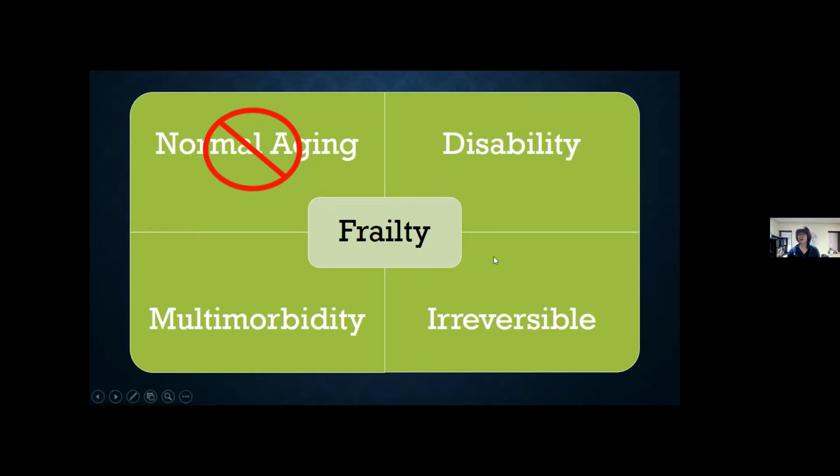It's also not the same as disability. There are folks who are disabled for a variety of reasons and have the coping strategies and ability to continue to function independently and to respond in the face of stressors. While we know that multiple comorbidities increase the risk of frailty, and frailty increases the risk of not doing so well with those multiple comorbidities, again, they're not the same.